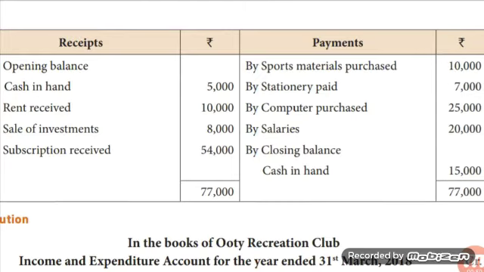For preparing income and expenditure account, first draw the account and write the title: in the books of OT Recreation Club, income and expenditure account for the year ended 31st March 2018. Children, in receipts and payments account, all receipts are given on the debit side and all payments are given on the credit side.